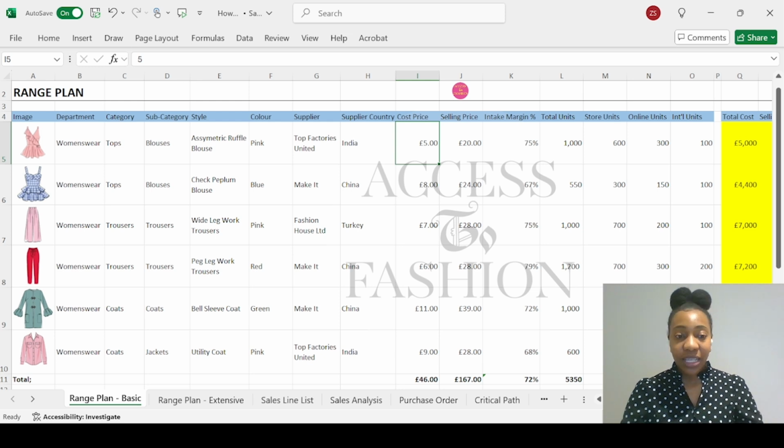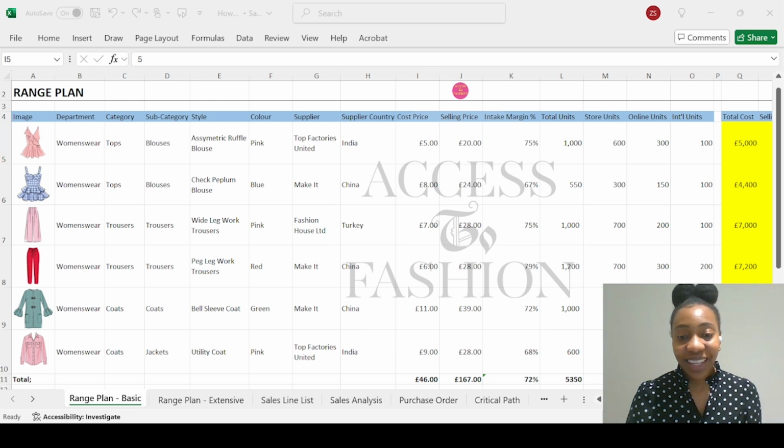When these styles are all plotted out on this range plan, and your cost prices have been agreed, and your margins are something that we would approve, then you would start developing it, and this is what you would always go back to for reference. It's also what you would go back to when you start looking at how things are selling and everything. So that's it really. That's what we've got.